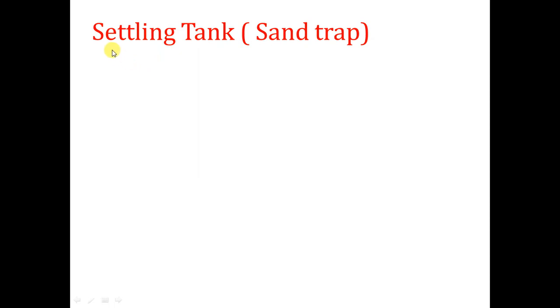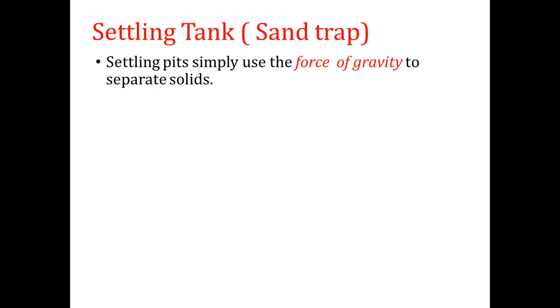So the first method of solids control is called a settling tank, and in some words it is called the sand trap. The settling tank is the first tank, or the first pit, under the shaker. Once the mud is coming from the shaker, it goes directly to the settling tank or to the sand trap. It's the same meaning. The settling pits simply use the force of gravity to separate solids.